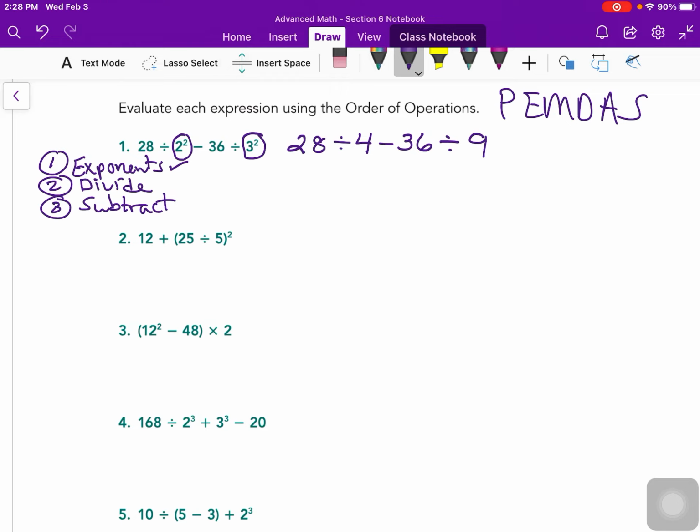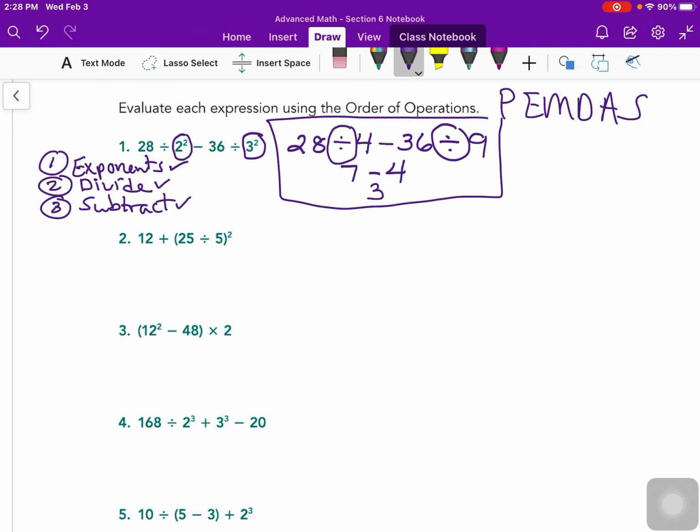My next step is to divide. So that means I'm going to do this first and this second. I'm going to divide 28 divided by 4, and that gives me 7. And then I'm going to do 36 divided by 9, and that gives me 4. And I'm done with dividing. And the last thing I'm going to do is subtract 7 minus 4, and I'm going to get 3. To show my work on these, I'm going to write down every single step that I do.